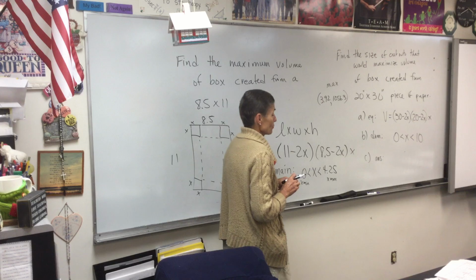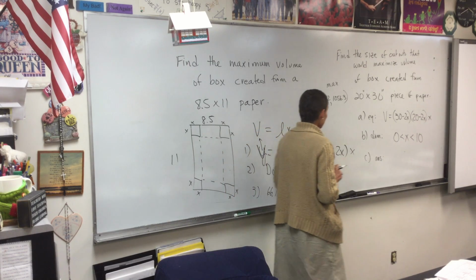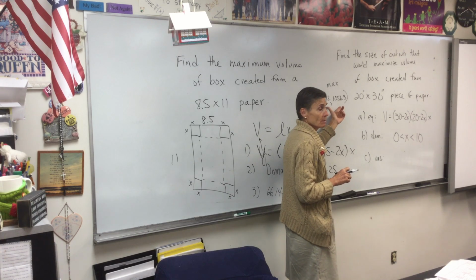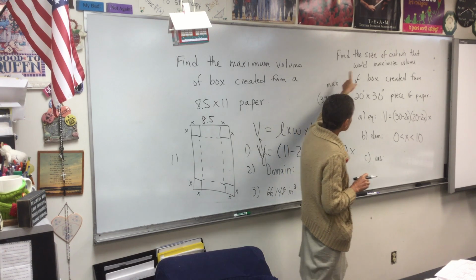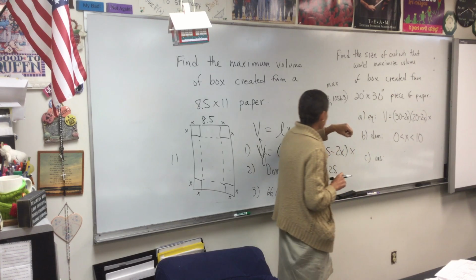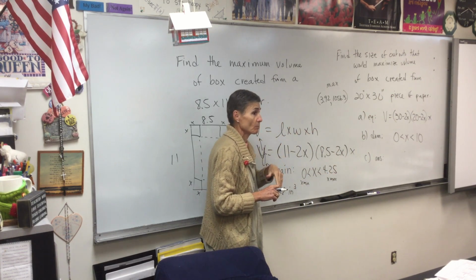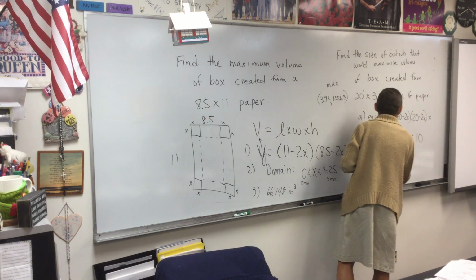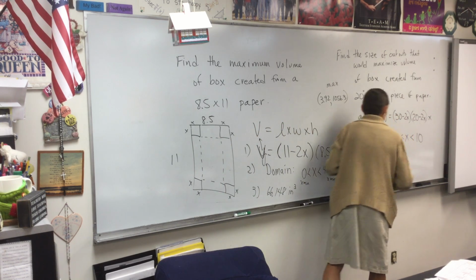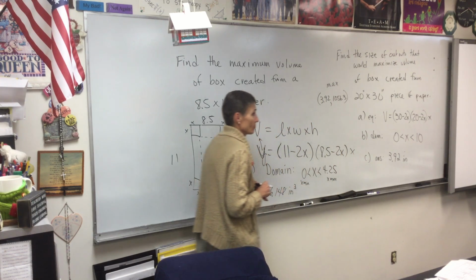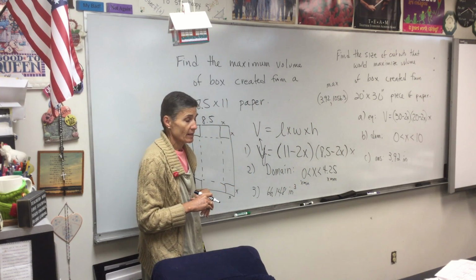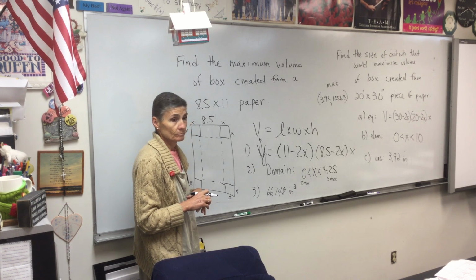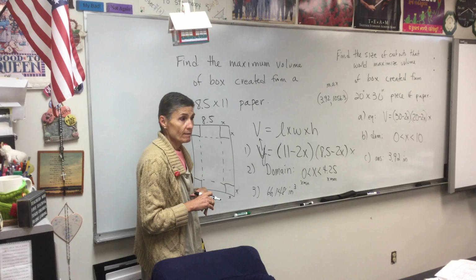Now we need to answer the question. That ordered pair is not the answer to the question. Part of that ordered pair is find the size of the cutouts that would maximize the volume. So what are you going to put down in the answer blank? You're going to put down 3.92 inches. That's the dimension, or that's the size of the cutout. Okay?